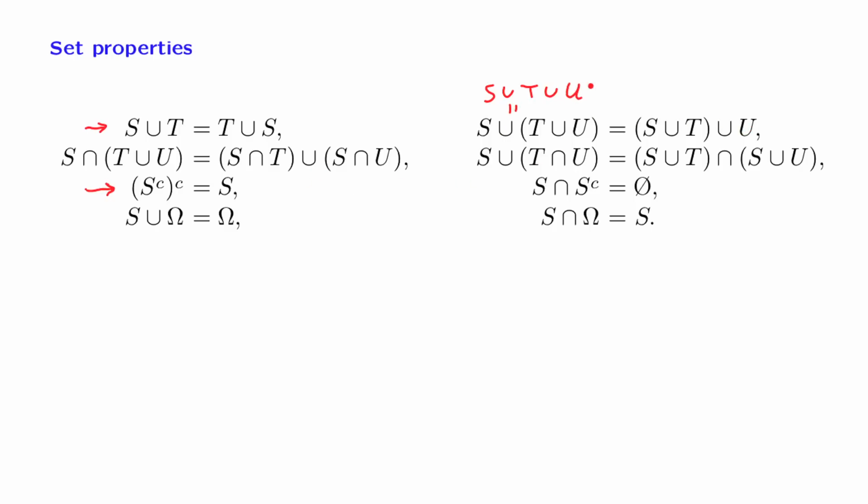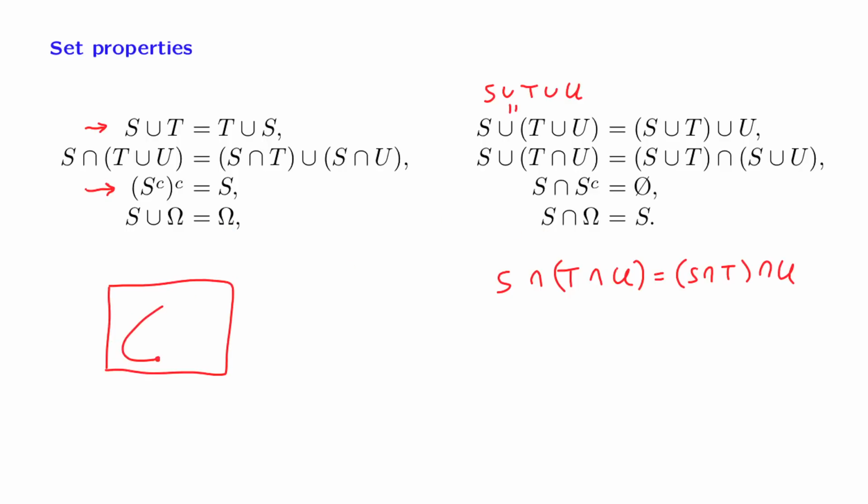And the same would be true for intersections. That is, the intersection of three sets is the same no matter how you put parentheses around the different sets. Now, if you take a union of a set with the universal set, you cannot get anything bigger than the universal set, so you just get the universal set. On the other hand, if you take the intersection of a set with the universal set, what is left is just the set itself.